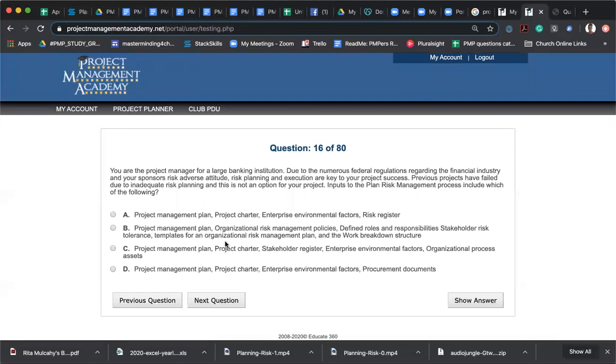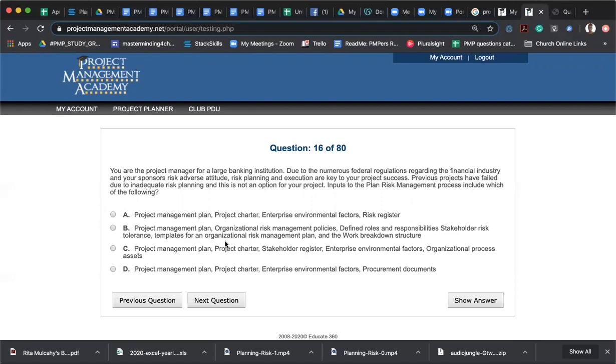Okay, so you are the project manager for a large banking situation. Due to numerous federal regulations regarding the financial industry and your sponsor's risk averse attitude, risk planning and execution are key to your project success. Previous projects have failed due to inadequate risk planning. This is not an option for your project. Inputs to the plan risk management process include which of the following?